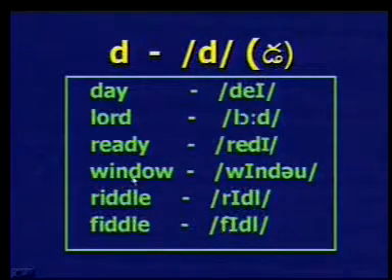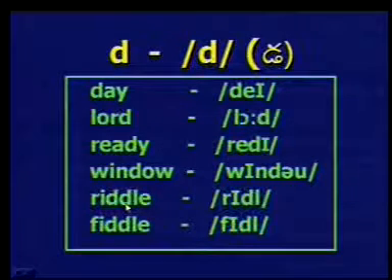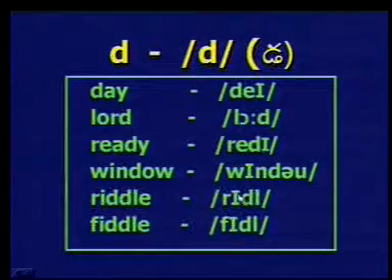And then window, D in the middle. And then riddle, double D is here, but we pronounce single D. And then fiddle, double D here, but we pronounce single. So we are not supposed to say "mud-dy" with a heavy double sound. We are supposed to say muddy. It is not "pud-ding", the cake that we prepare. It is pudding. So double D is not stressed in English language.